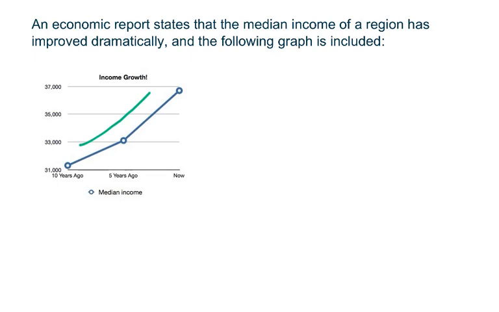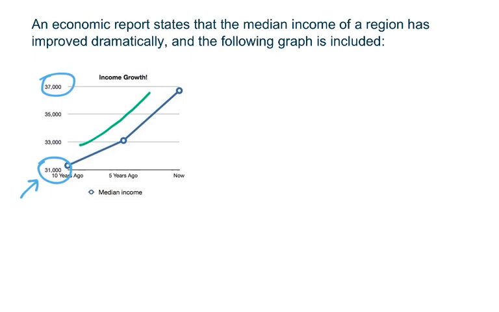And certainly when you look at this, there's definitely been improvement and it looks extremely accelerated. It looks like this median income has taken off. One thing I want you to notice here is if we look at the y-axis of this graph, it starts at 31,000 and goes up to 37,000. What that means is the numbers between 0 and 31,000 have been removed. That means that this graph has been truncated or zoomed in on one particular piece of the graph.